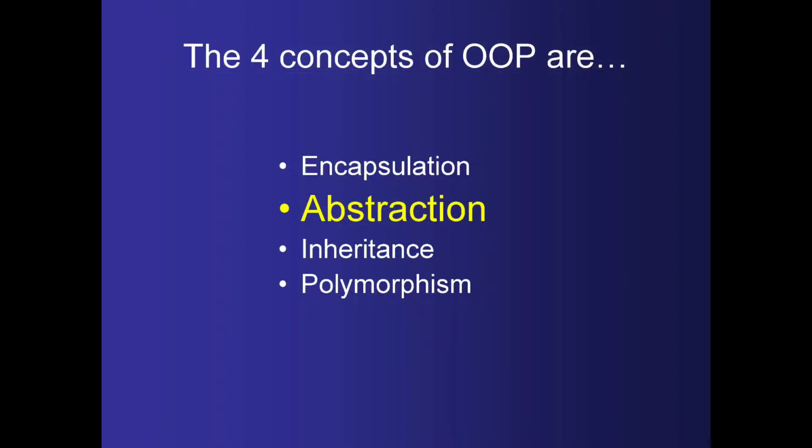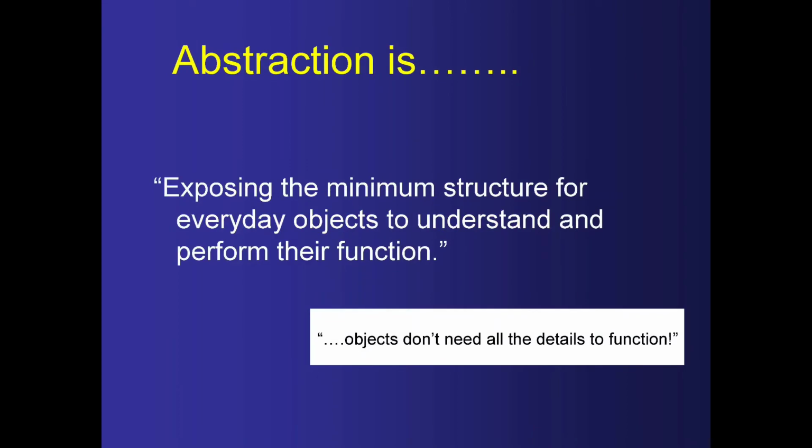So, having covered encapsulation, let's move on to our second concept in object-oriented programming, abstraction. I like to think of abstraction a little bit like minimalism, exposing the minimum structure for everyday objects to understand and perform their function. Objects rarely need to know all of the details. What the object really needs to understand and know is how to function with the other object.